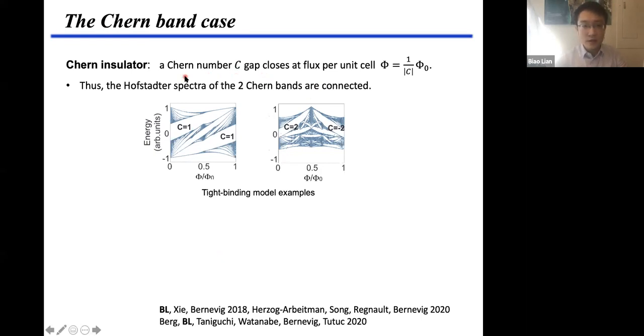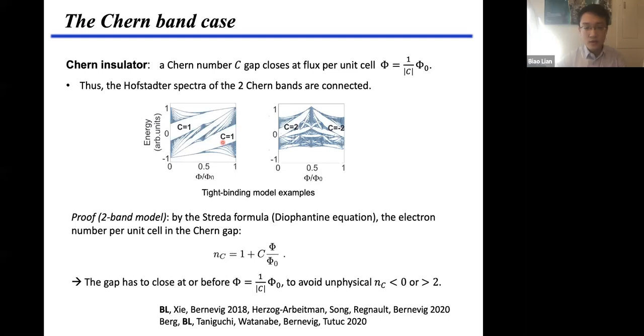For the Chern band case, actually, the conclusion is more specific. If you consider, for example, a two-band model with a Chern number C gap, you would find the gap actually closes at flux per unit cell 1/C. For example, these two examples are tight-binding models with Chern numbers 1 and 2 respectively, and one could see that the Hofstadter spectrum of the two bands closes the gap at 1 flux per unit cell in this case and 1/2 in this case, which connects the two bands. There's actually a very simple proof based on the Streda formula. Just consider this two-band model.